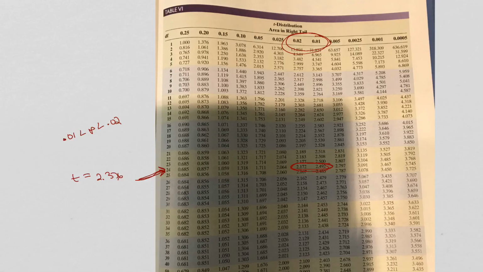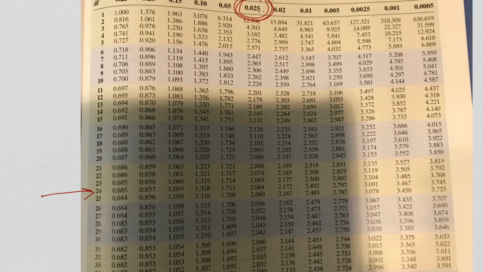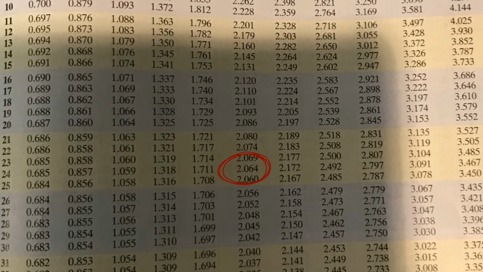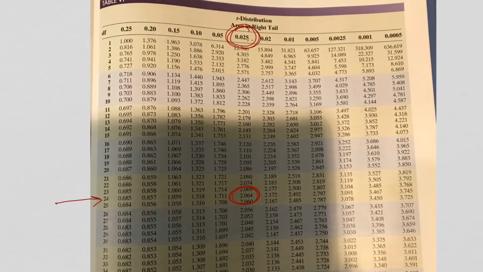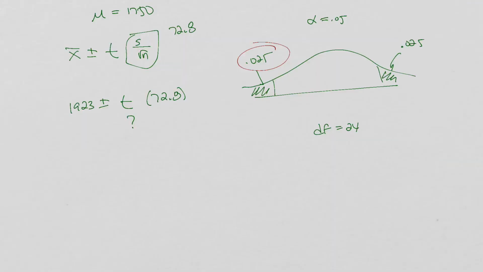Let's go back here and let me erase this. We have, again, 24 degrees of freedom. We want 0.025, which is this column right here. If we blow this up, it looks like it's that number right there, which is 2.064. So 2.064 is the t-score that we have to use here.